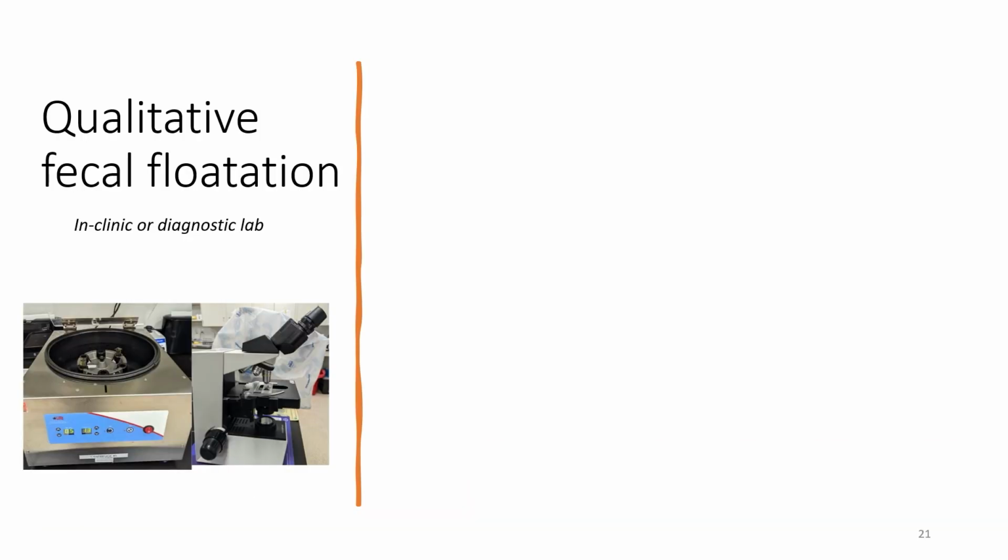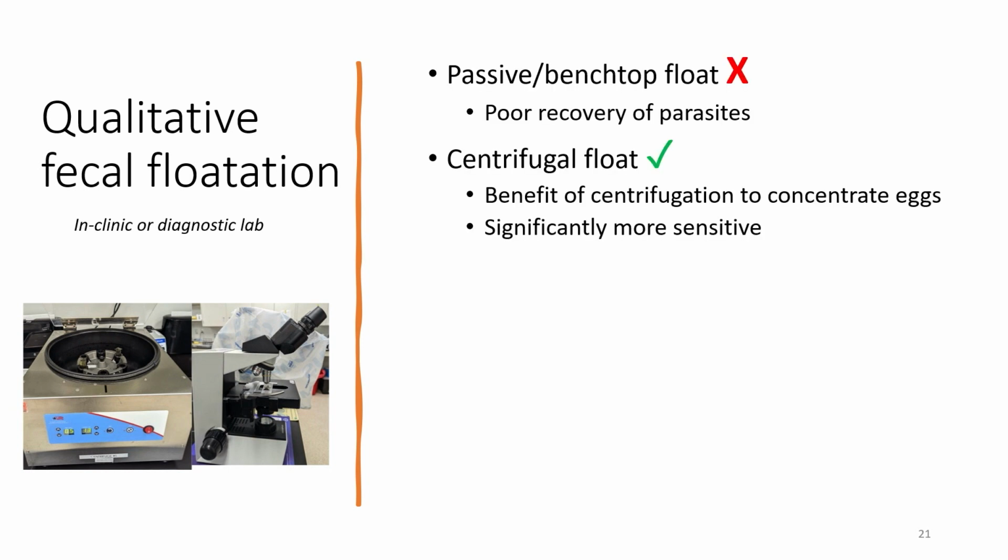However, the test that we usually recommend for our companion animals is the qualitative fecal flotation, which here at the KSVDL, we do as a centrifugal double flotation where we, again, use the centrifuge to do our testing. This is far superior to the passive or benchtop float that is typically performed in clinics. If you are performing a centrifugal fecal float, you can choose to do it in clinic or in the diagnostic lab. But the benefit of the centrifugation is that you concentrate all of the eggs in the feces onto a small cover slip, and then you can examine that.